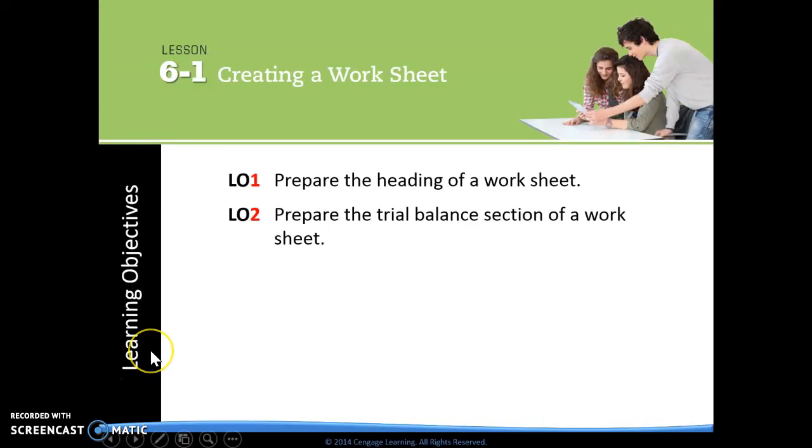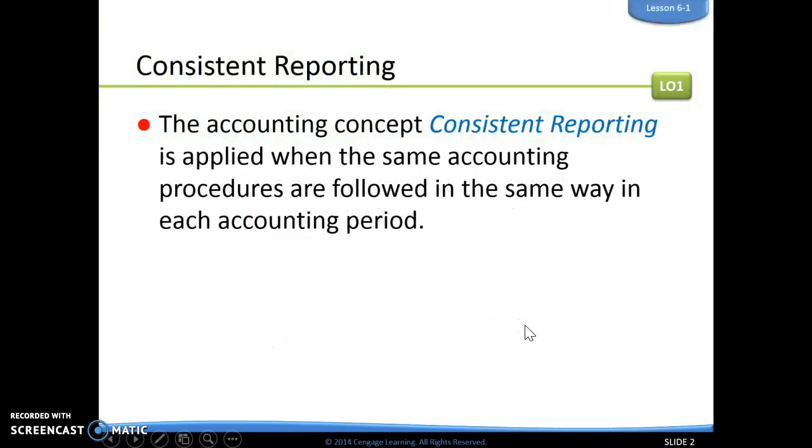Chapter 6.1, creating a worksheet. So you have two learning objectives. You need to be able to prepare the heading of a worksheet, and you need to be able to prepare the trial balance section of a worksheet.